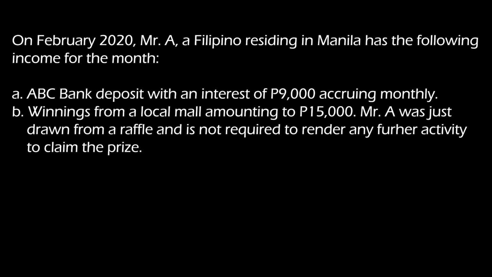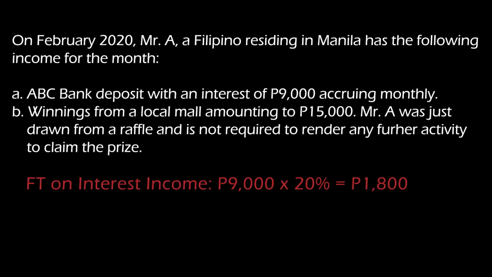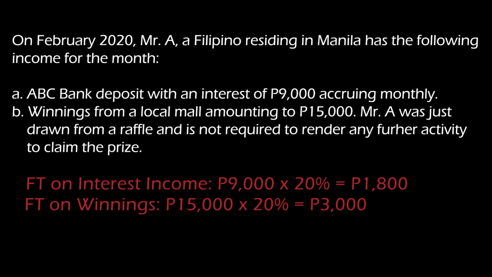Now, on the first one, we have 9,000 accruing monthly. Our tax rate for that particular final tax is 20%. So simply multiply 9,000 with the 20% final tax rate and we get 1,800. And then next, you have the winnings. That's 15,000, and that's more than 10,000, so our tax rate there is 20%. Again, multiply 15,000 with your 20% final tax and you have 3,000 final tax.